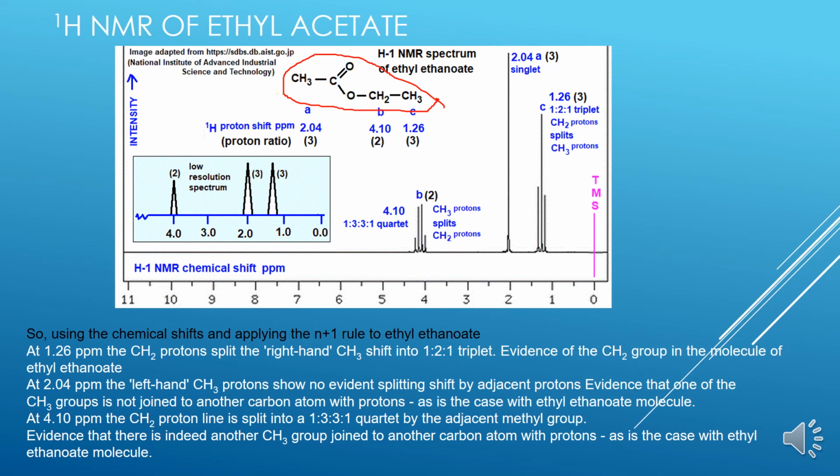They are labeled as A, B, C. A is the acetate methyl. Here two methyl groups are there: the ethyl group methyl protons are labeled as C, and the acetate group methyl is labeled as A. The methylene group is B. Suppose we go through the low resolution NMR spectra.